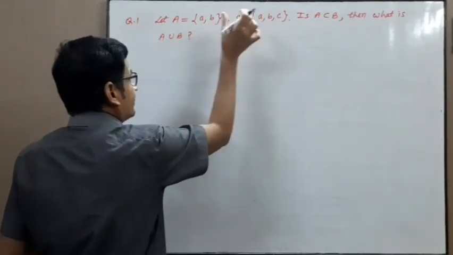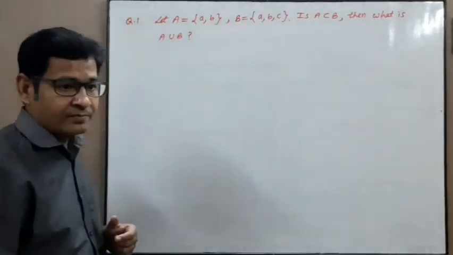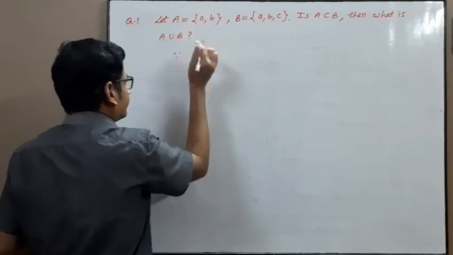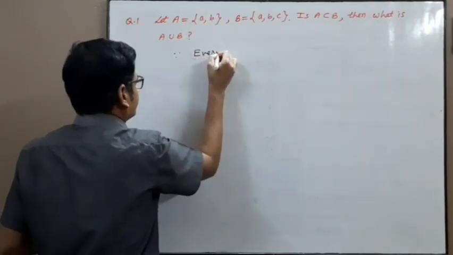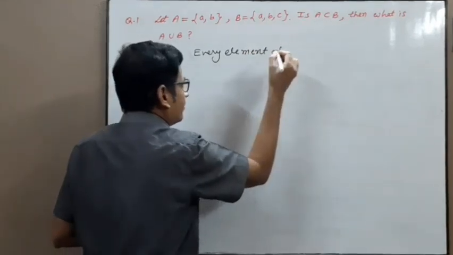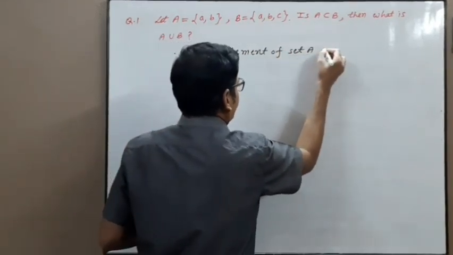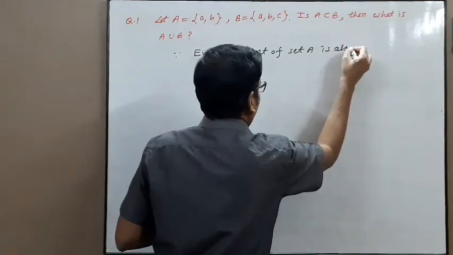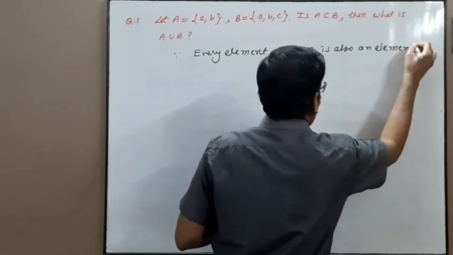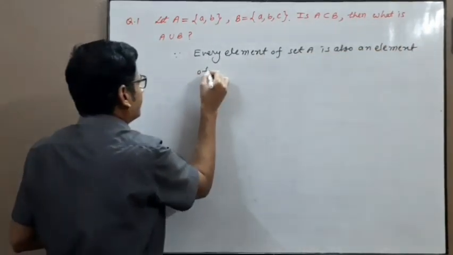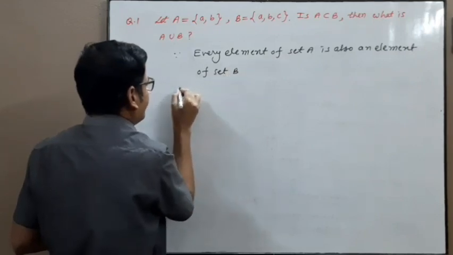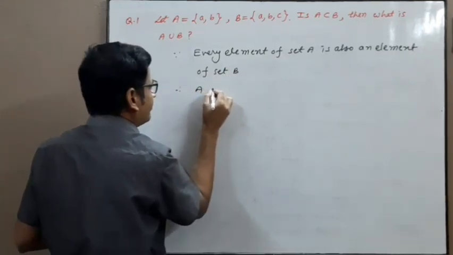Every element of set A is also an element of set B. Since every element of set A is also an element of set B, therefore A is a subset of B.